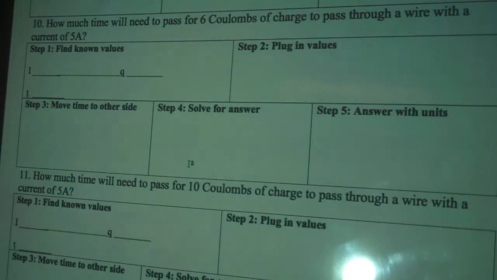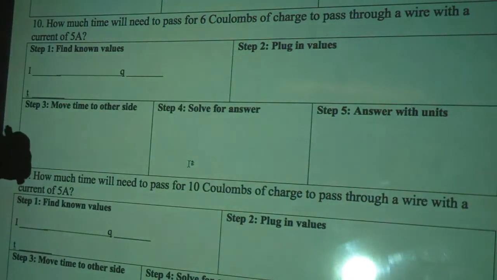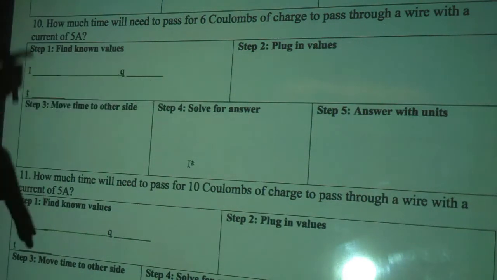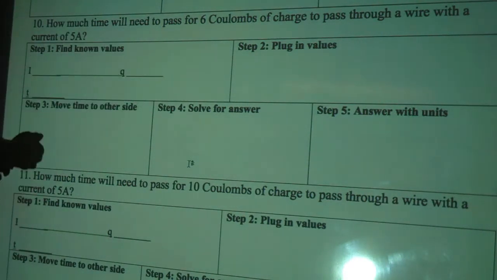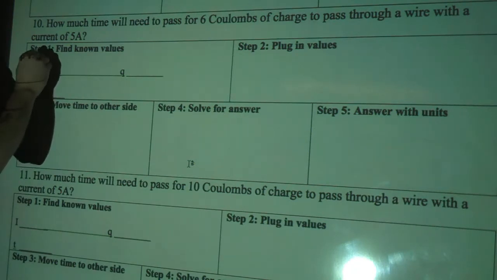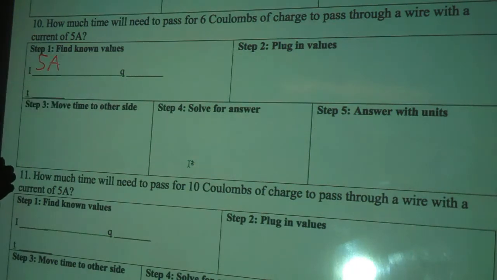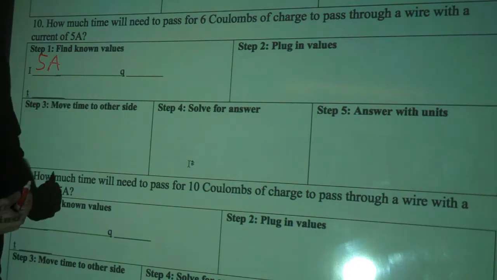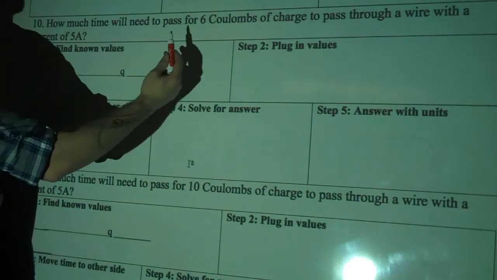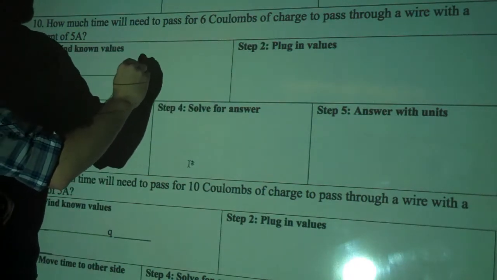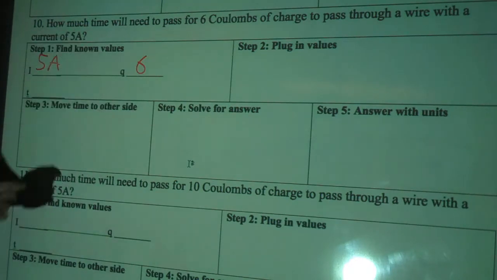Number 10 says, how much time will need to pass for 6 coulombs of charge to pass through a wire with a current of 5 amps? So we know that our current is 5 amps. And I know that I'm looking at 6 coulombs of charge, so 6. And how much time? So we're looking for time.